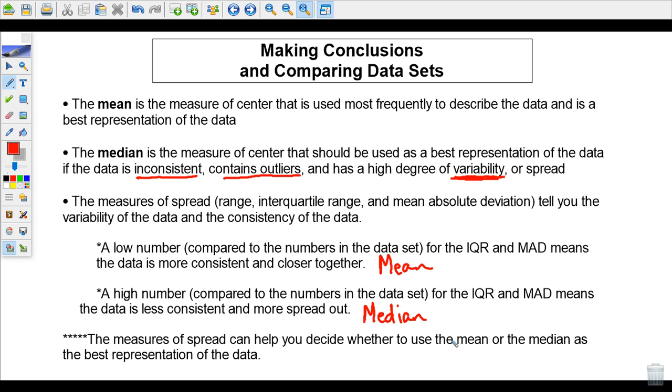So the measures of spread help you decide to use the mean or the median as a best representation of the set of data. Hope that I'm explaining that okay. Basically, we're going to use the mean whenever we can, the most often. However, if the data is really spread out, if it has outliers, if it's not consistent, then we would use the median. Let me show you an example.